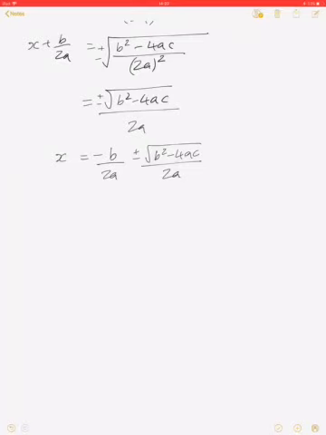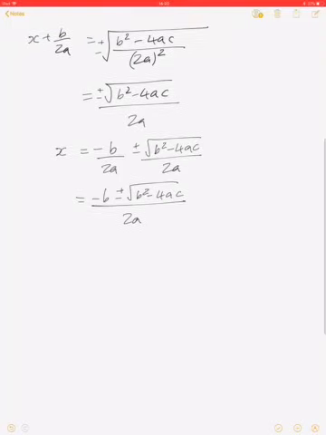And again, we've got two fractions with the same denominator, so I can combine them. Minus b plus or minus the square root of b squared minus 4ac, all of that divided by 2a. And that's the quadratic formula that you may well have seen before. So x equals minus b plus or minus the square root of b squared minus 4ac, all divided by 2a. It comes from completing the square on the general quadratic equation.